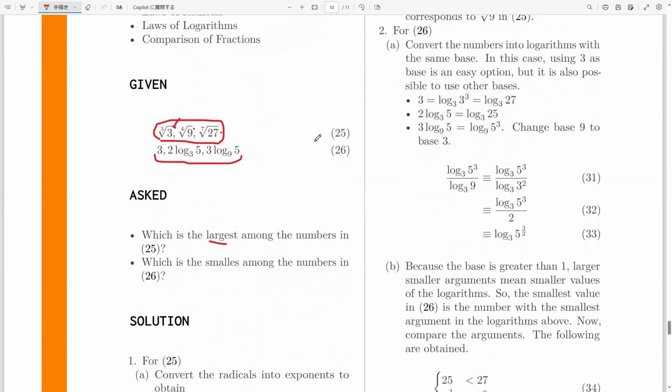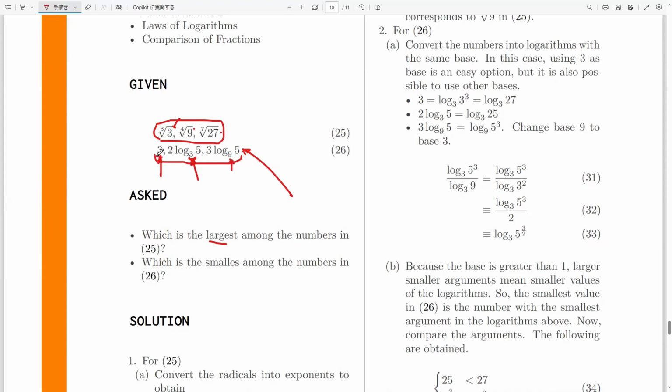Now for the second part, we have these numbers. We want the smallest among them. So let's look at 3. And again, we have the same strategy. Let's just put them all in the same base of the logarithm. Here we've got 3, and we've got here 9. So it looks to me like 3 would be the easiest to deal with. You can use other numbers, but I think 3 is the easiest to work with in this case.